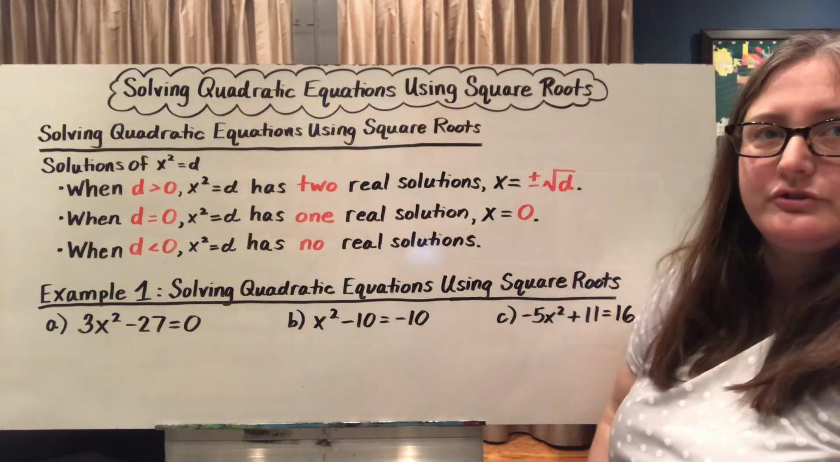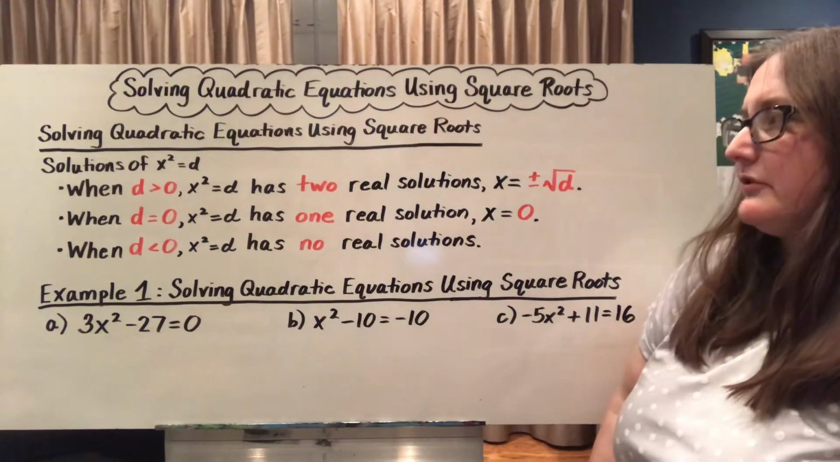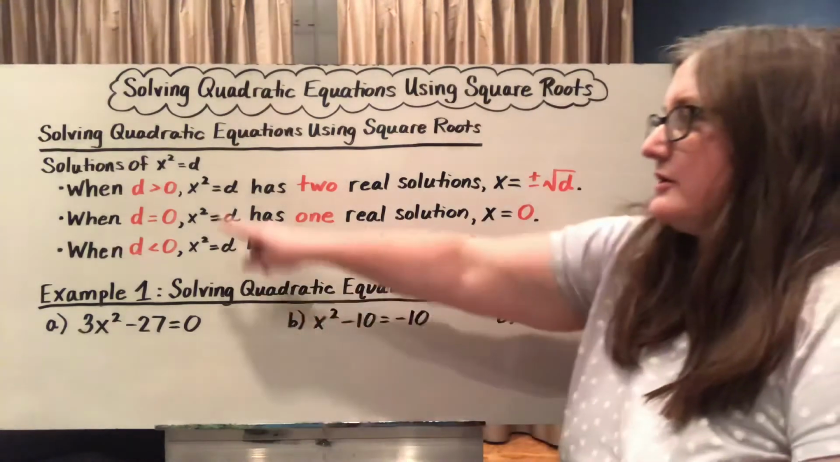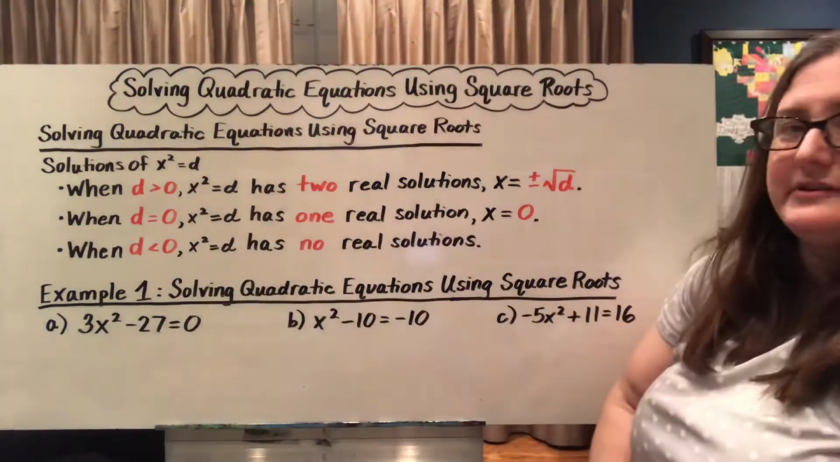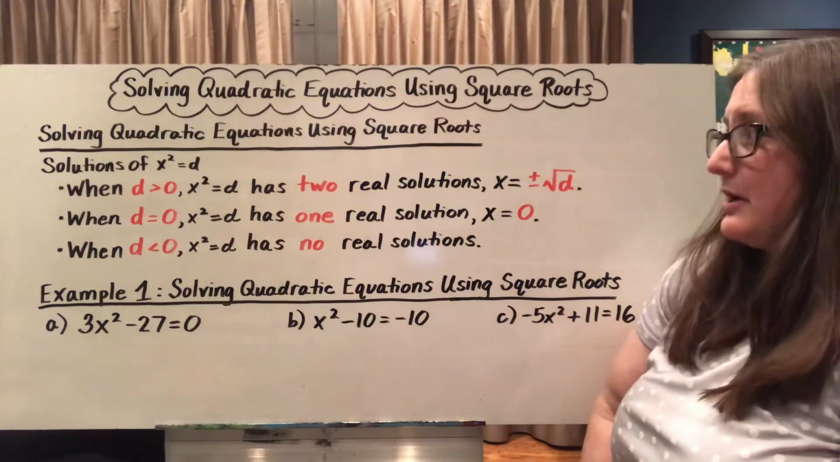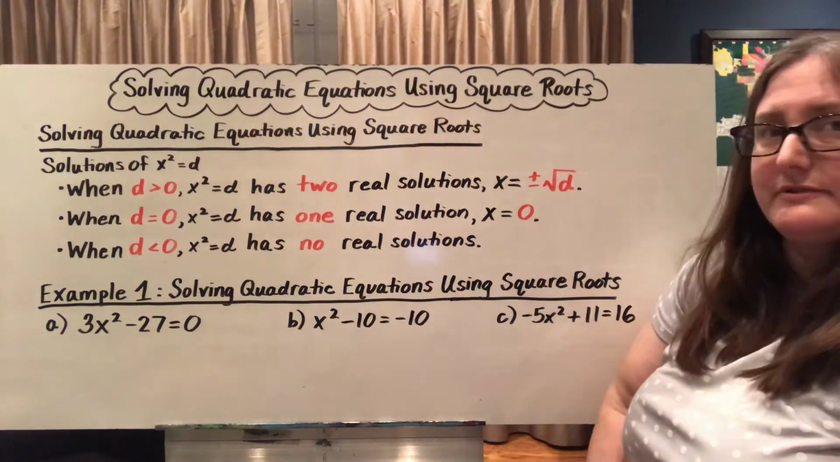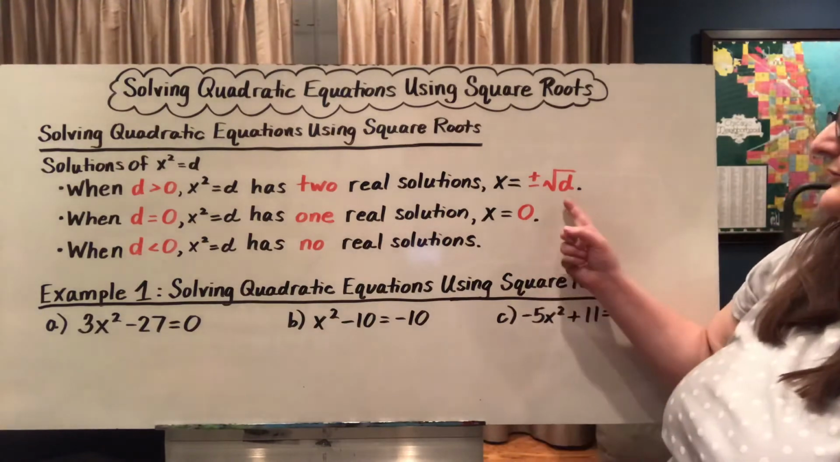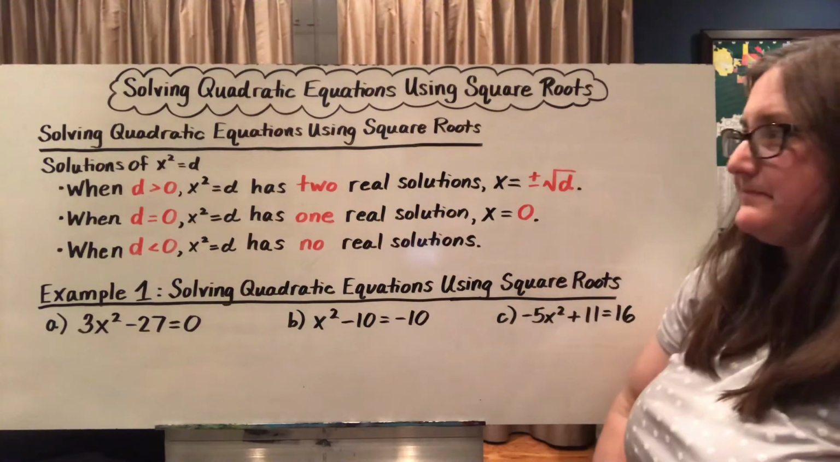This is solving equations using square roots. When we're solving a problem like x squared equals d, and the d value is greater than 0, the x squared equals d problem is going to have two solutions. And they're going to be the positive square root of d and the negative square root of d.